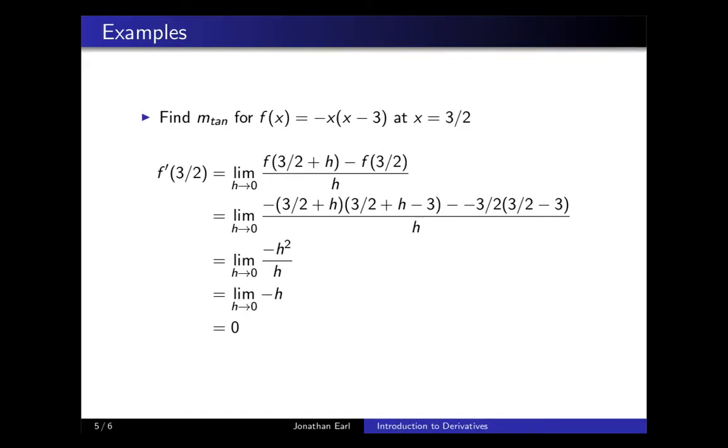Okay, so now let's do this again for x equals 3 halves. We'll do the same kind of thing: everywhere we see an x, we'll first replace it by 3 halves plus h, and then we'll subtract off f of x evaluated at 3 halves. When we do that, we get that our limit as h goes to 0 is minus h squared over h. We can cancel off an h and just get minus h. As h goes to 0, that limit is going to be 0. So what it tells us is that the slope of the tangent line at x equals 3 halves is 0.